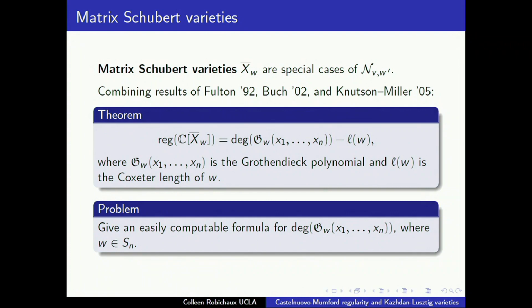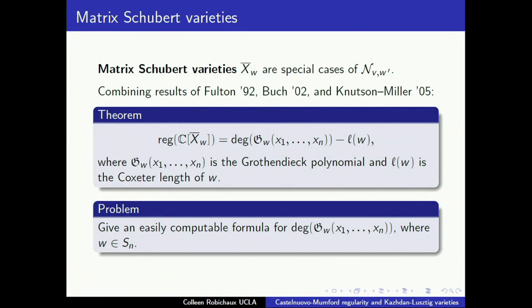An even nicer setting than the Kazhdan-Lusztig setting is this special case of matrix Schubert varieties. So we know that those are special cases of these Kazhdan-Lusztig varieties. And so again, these matrix Schubert varieties are Cohen-Macaulay, so we can apply this theorem to those. What this theorem says in that case is the regularity of these matrix Schubert varieties is going to be computed by taking the degree of its K polynomial and subtracting off the codimension of that defining ideal.